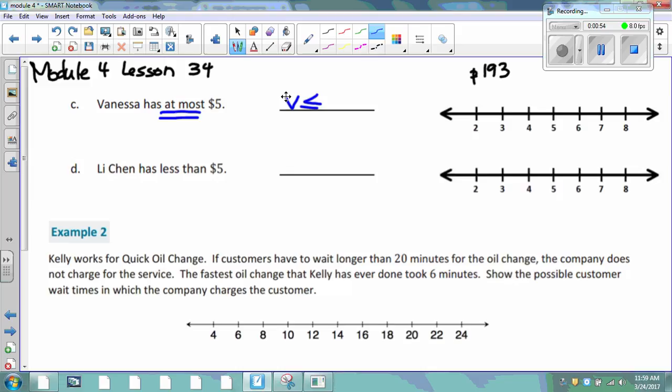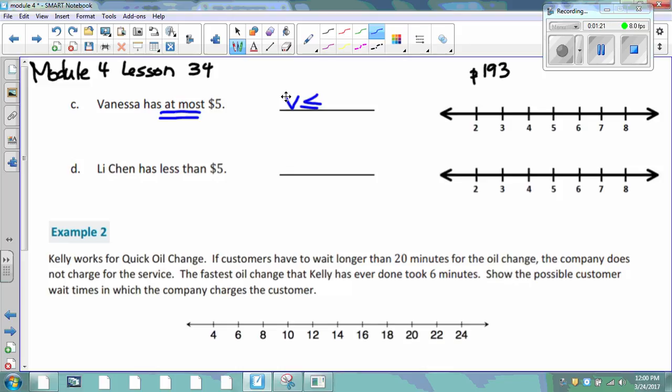So if somebody told you you had at most $5, could you have $5 in your pocket? Yes. That's the most you have in your pocket. But could you have less than $5 in your pocket? Yes. So it means that you could have $5, but you could also have less than that as well. So that at most is telling you that the most you could possibly have is $5.